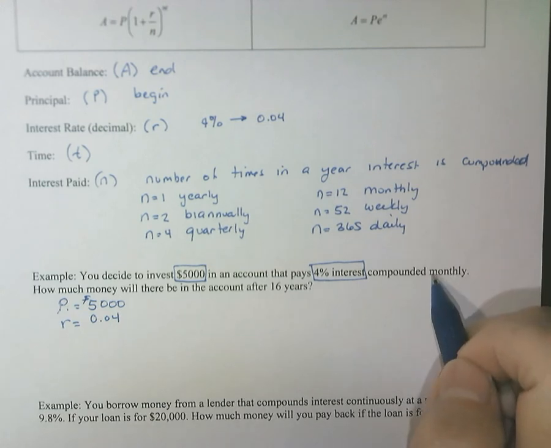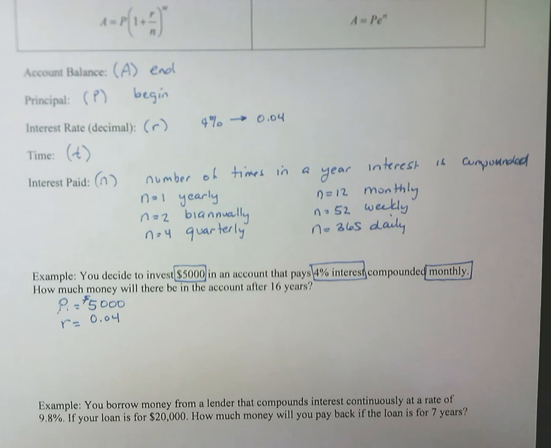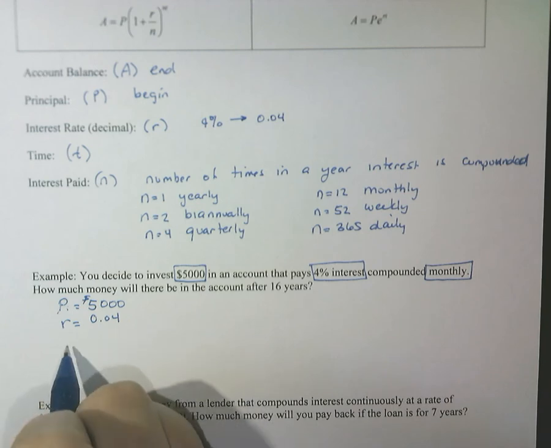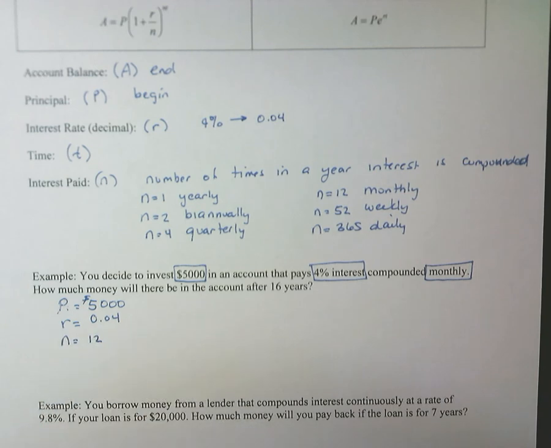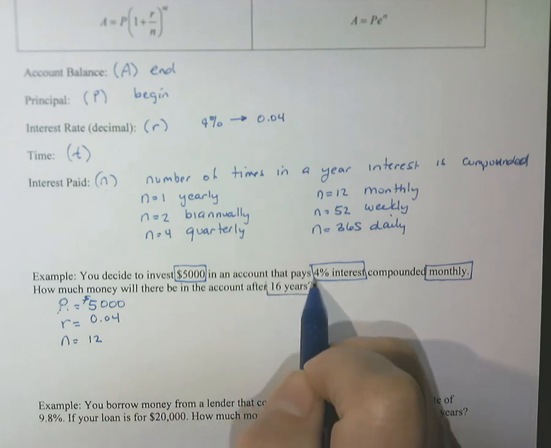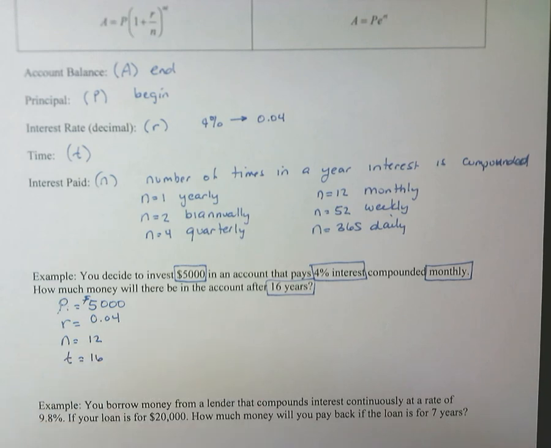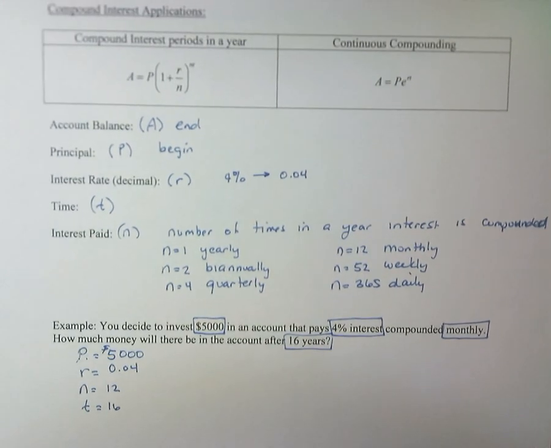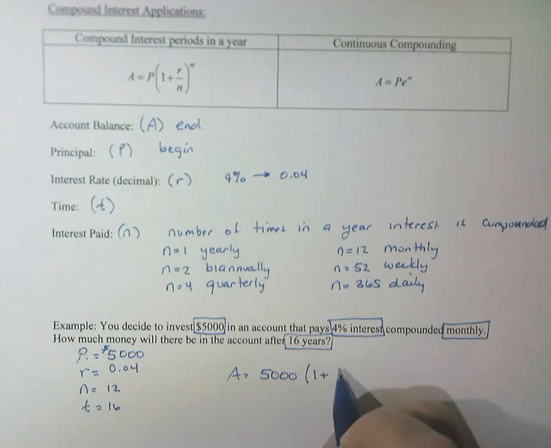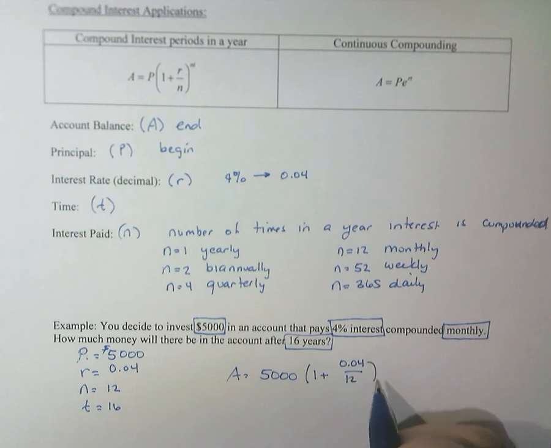The other thing I have here is it's compounded monthly. If it's compounded monthly, n is going to equal 12. You want to know how much money there will be in the account after 16 years. So 16 is t. And then we're just going to use the formula. So A is going to equal 5,000 times 1 plus 0.04 over 12, and then raised to the n, which is 12, times t, which is 16.